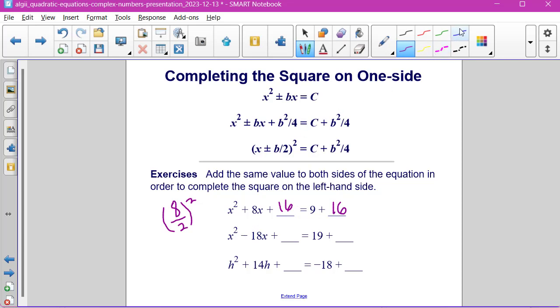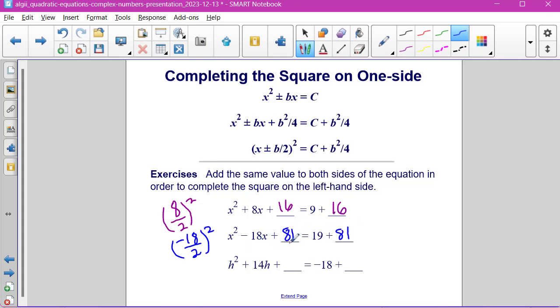Now let's look at the next one. We have x squared minus 18x. We're going to take negative 18, that coefficient in front of the x, divide it by 2, and then square it. So that's negative 9, quantity squared is 81. So we're going to add 81 to both sides.